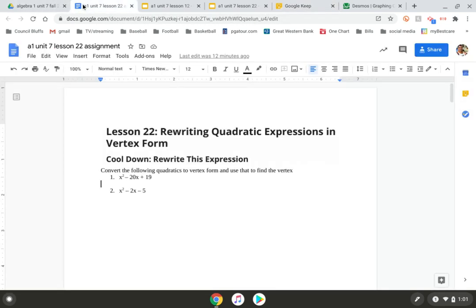Let's take a quick look at your cooldown tonight. Your cooldown is going to be 2 examples, just like the 2 I just did.